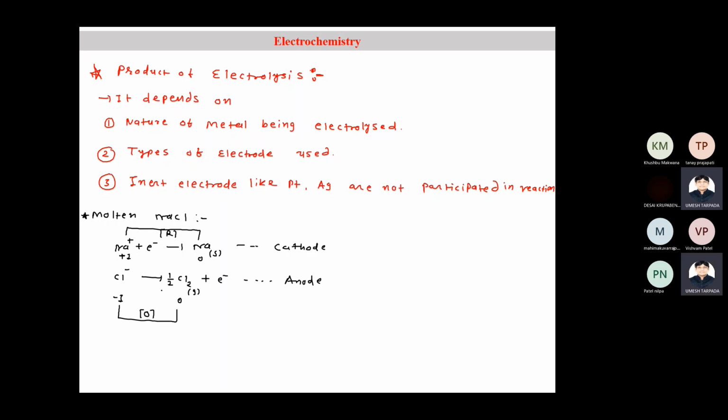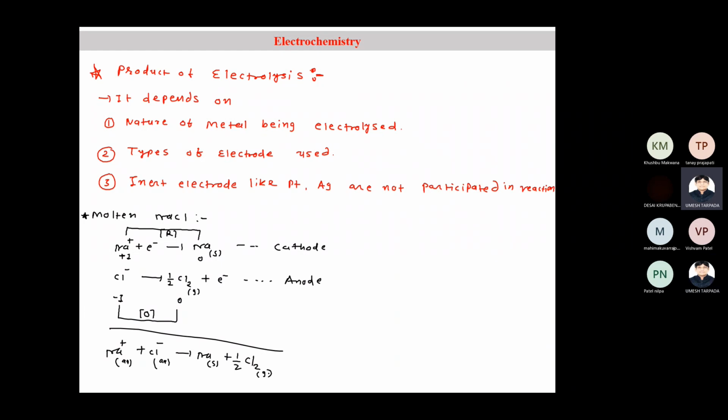So in this way, these are the reactions taking place at the anode and cathode. If you write down the overall reaction, the electrons cancel out. Na plus and Cl minus give Na plus 1/2 Cl2. The electrons get cancelled out, so this is your overall reaction. If you have a molten solution, then these are the reactions.